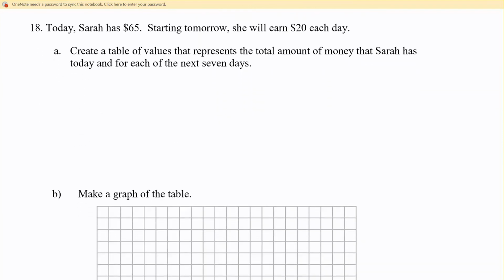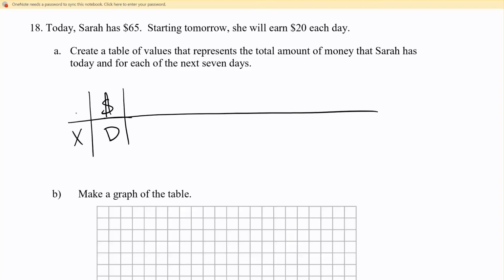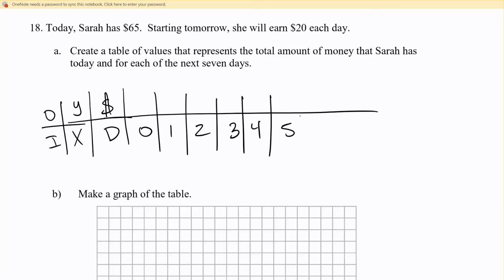Question 18, today Sarah has $65. Starting tomorrow, she will earn $20 a day. Create a table of values that represents the total amount of money that Sarah has today and for each of the next 7 days. So we've got our days and we've got our money. We could say that that's X and that's Y, or inputs and outputs, however we want to say it. So day 0, day 1, day 2, day 3, day 4, day 5, day 6, and day 7.